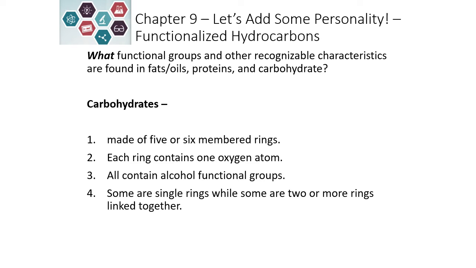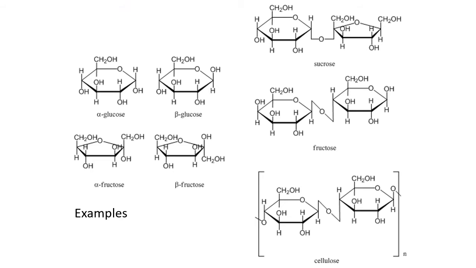So these are pretty easy to recognize when you look at them, because we have these rings of carbon atoms with lots of oxygen and hydrogen. Okay, so we have examples here.